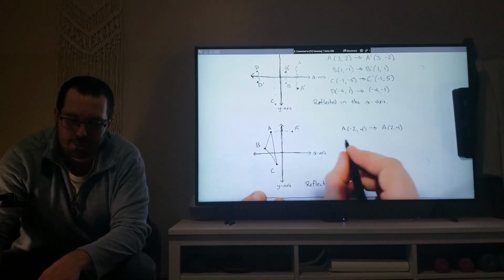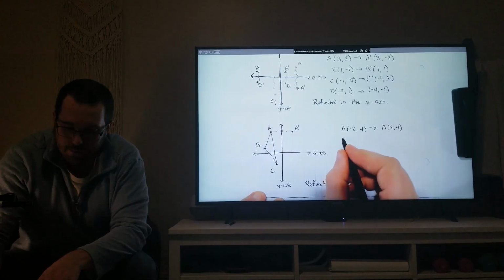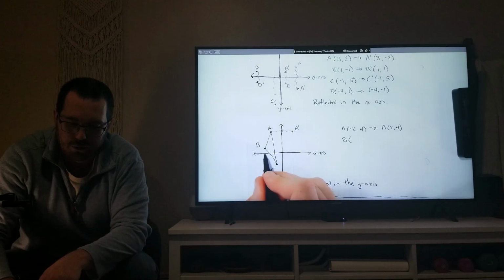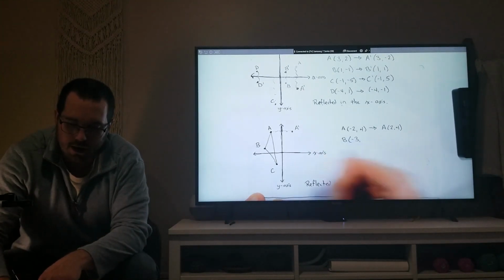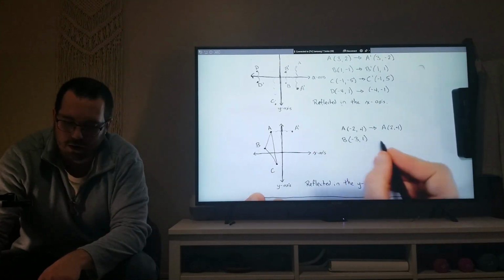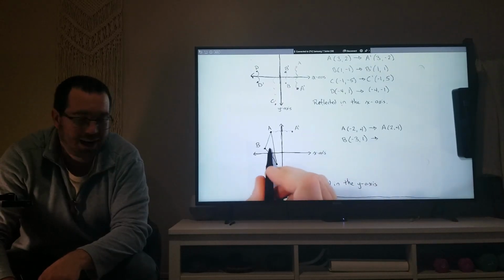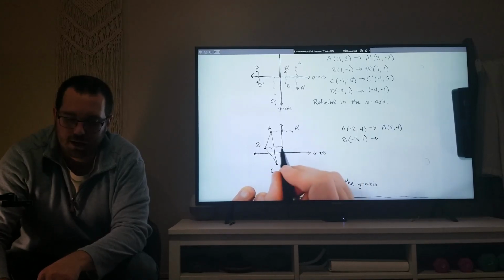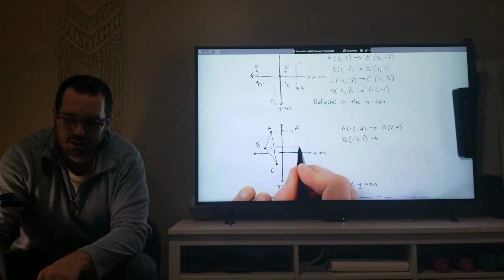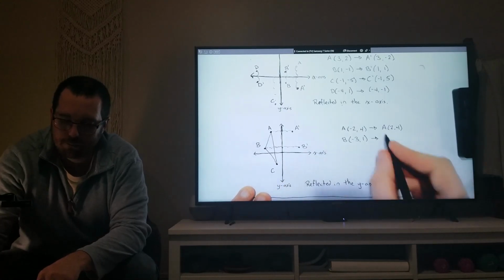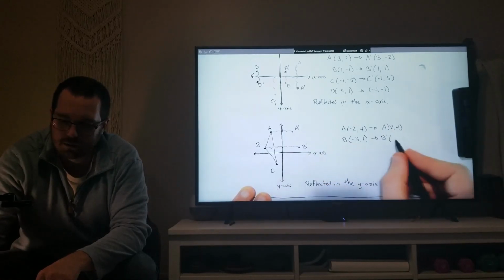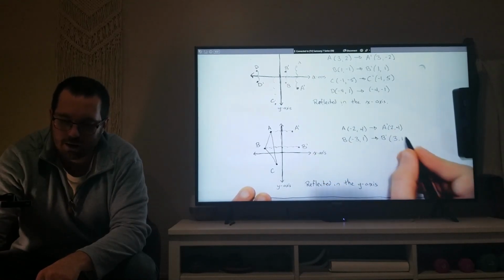Let's take a look at point B. Right now, point B is at -3 on the x, and +1 on the y. When we reflect this in the y-axis, it's 1, 2, 3 spots away. I continue 1, 2, 3 spots. I get my new point B, which is at +3, 1.